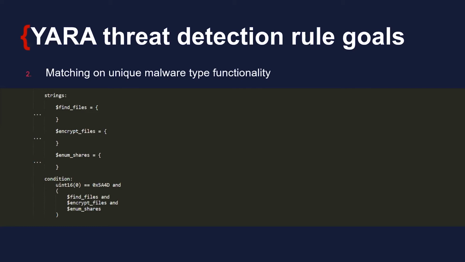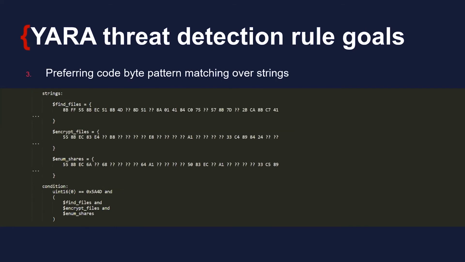If you start reading through these labels, you're going to get the sense of what the malware is trying to do. Find files, encrypt files, enumerate shares. Well, that sounds like ransomware, right? Even regardless of me showing you the rest of the rule, you can still visualize the functionality and say, this is ransomware, right? And indeed it is.